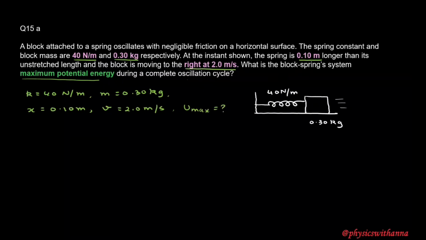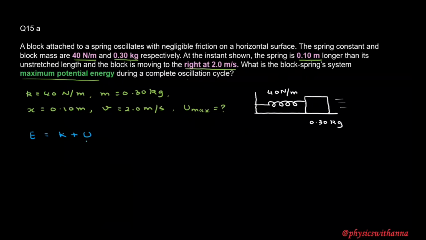Now you can find maximum potential energy if you know the maximum displacement of the spring, which is its amplitude, but we do not know its amplitude, we just know how much it is stretched at the given instant. So we can find the total energy of the spring at that instant. We can write total mechanical energy to be the sum of kinetic energy plus potential energy at the given point.